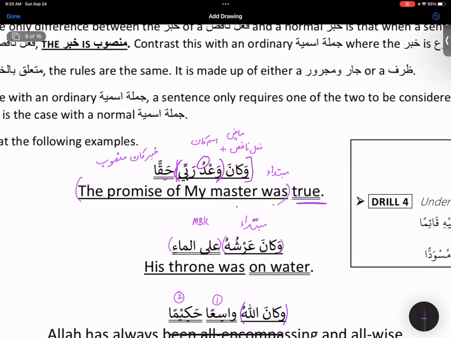Wakana arshuhu alal ma'i. Now, Kana came, and again, this is the Hua version. I can look for the ism of Kana outside. And Arshu is marfu. So Wakana arshuhu, the whole thing would be my mubtada. And then alal ma'i is the same as before, this is MBK. So the translation would be his throne. I'm going to translate the ism of Kana first. His throne was on what?